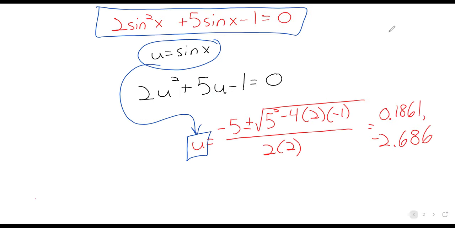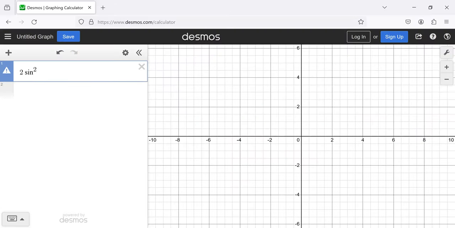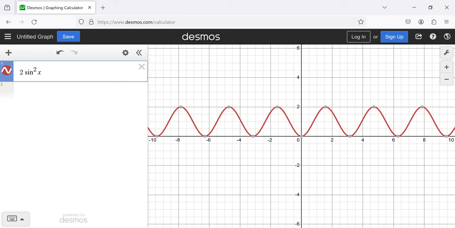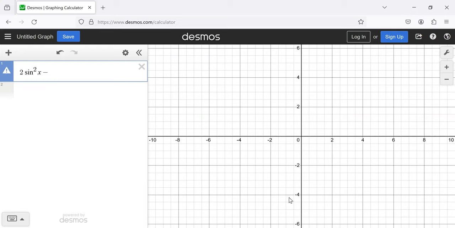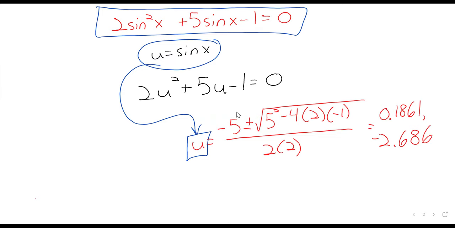See, going back, and let's go here, Desmos.com. Where am I? Here's where I want to be. 2 sine squared plus 5 sine x minus 1. I don't know. Does that work? 2 sine squared of x. Short-term memory of a goldfish, I swear, plus 5 sine x minus 1.